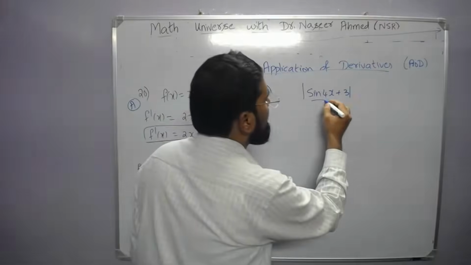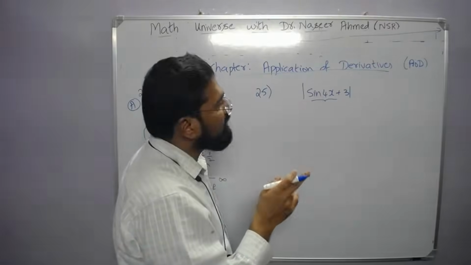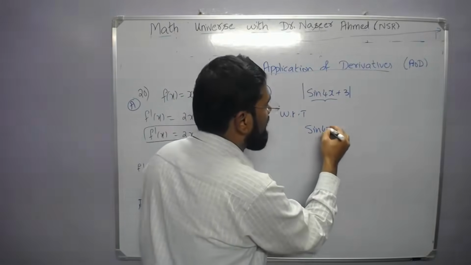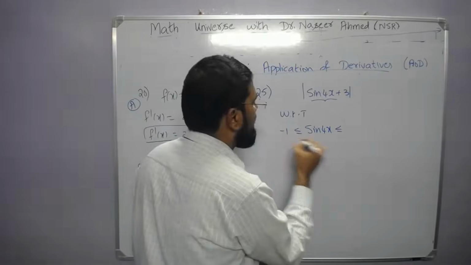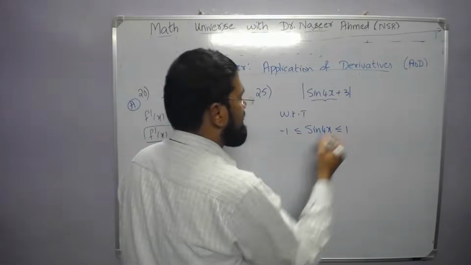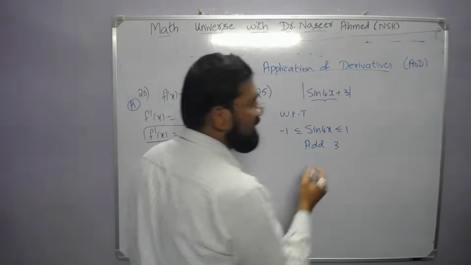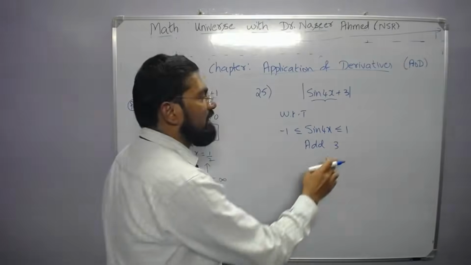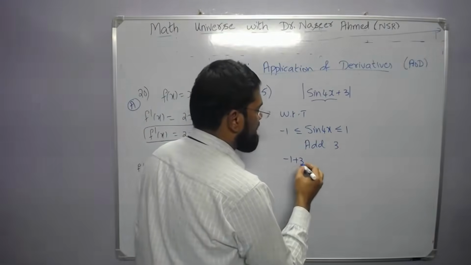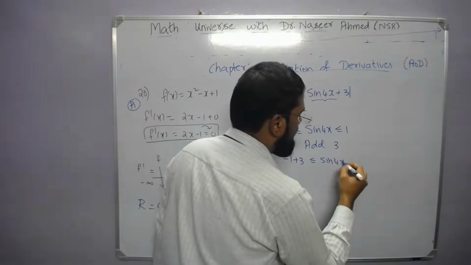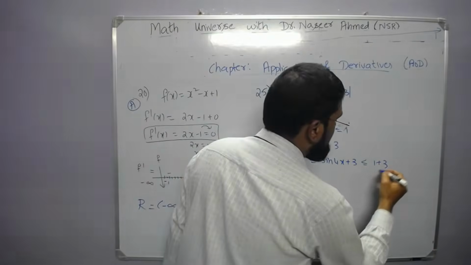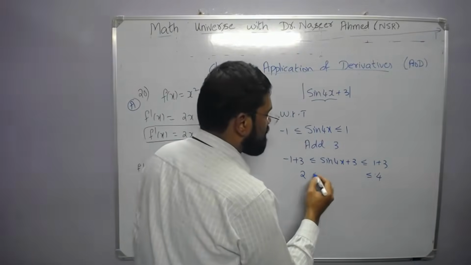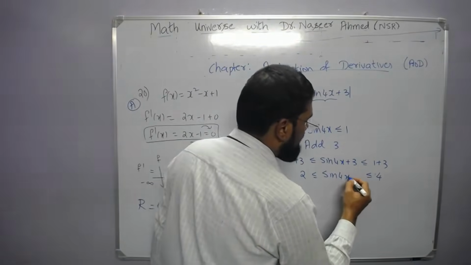Now what you can do is find the range of this. See, under the mod what do we have? Sine 4x plus 3. We know that when I talk about sine, the range of sine is minus 1 to plus 1. Then we have plus 3. So add plus 3. Don't forget, under inequality, we have learned that whether you add or subtract, the inequality will remain the same. Why am I adding 3? Because 3 is there here. So minus 1 plus 3 less or equal to sine 4x plus 3 less or equal to 1 plus 3. 1 plus 3 is how much? 4. Minus 1 plus 3 is how much? 2. Less or equal to sine 4x plus 3.